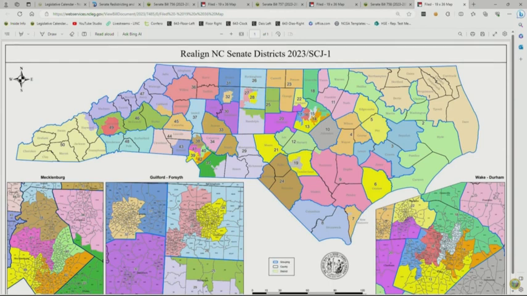Senate District 16 is West Raleigh and Central Cary. The incumbent in Senate District 16 is Senator Adcock. Senate District 17 includes Western Cary, Morrisville, and Apex. The incumbent in this district is Senator Batch of Wake.